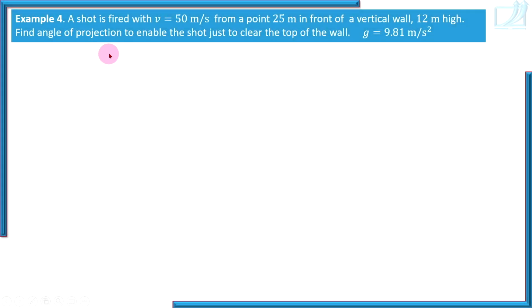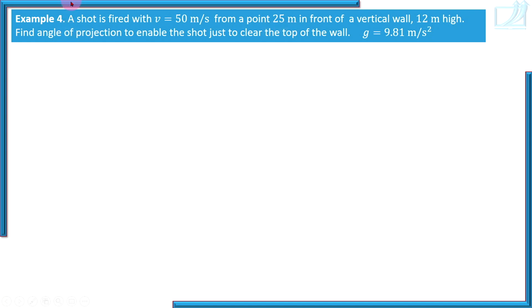Hello, let's solve this problem. A shot is fired with velocity 50 meters per second from a point 25 meters in front of a vertical wall 12 meters high. Find the angle of projection to enable the shot just to clear the top of the wall. G is 9.81 meters per second square.